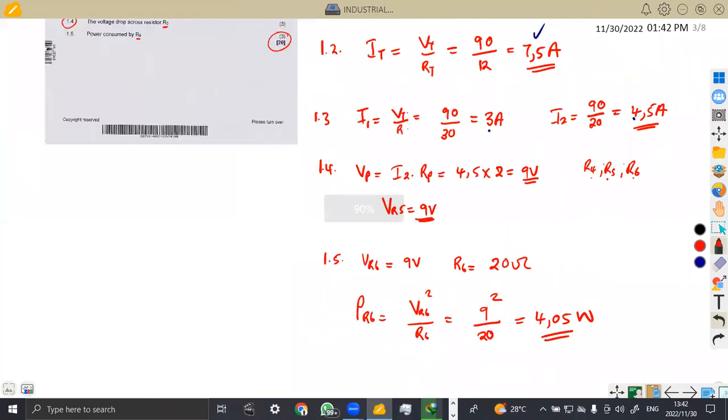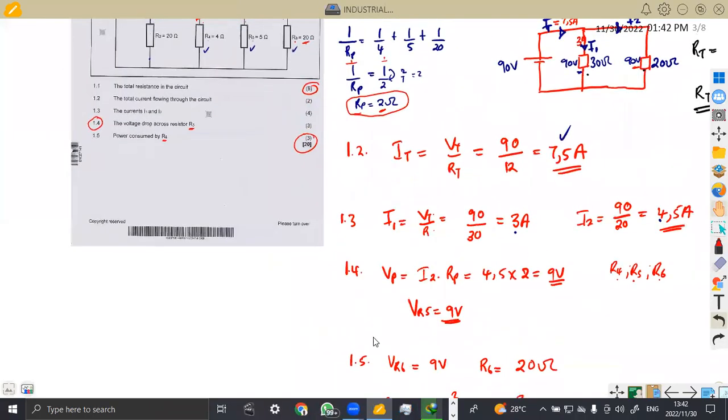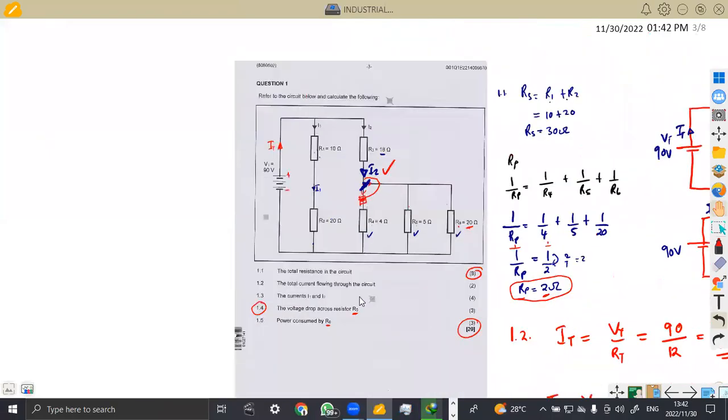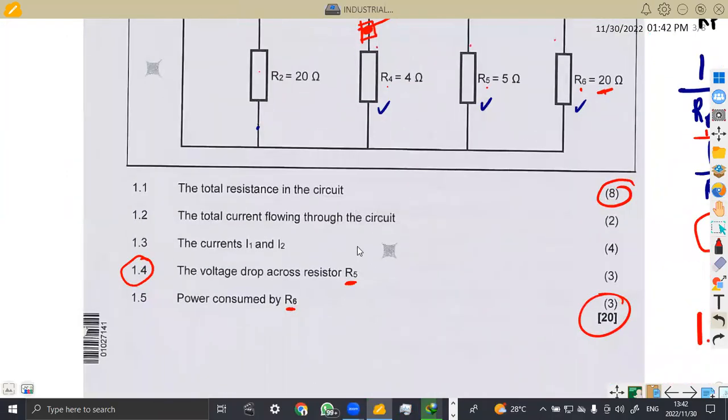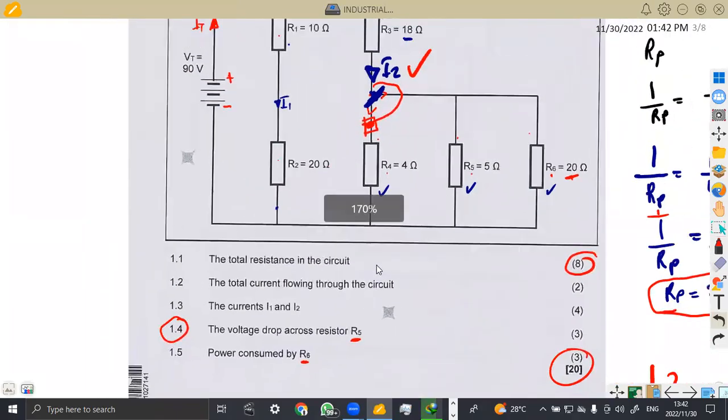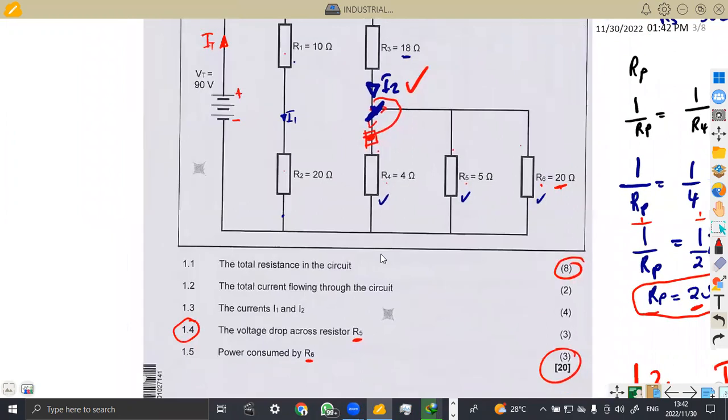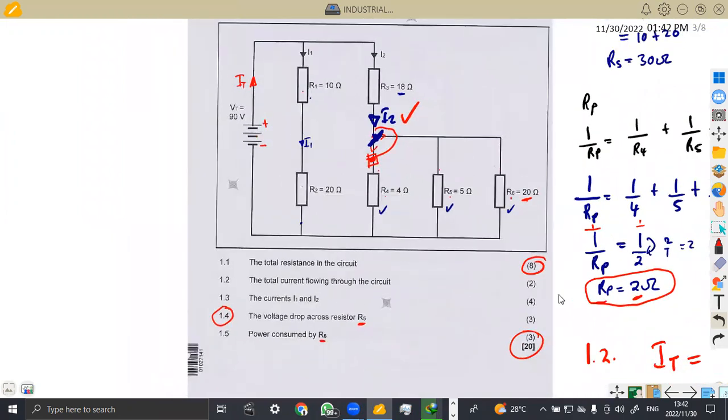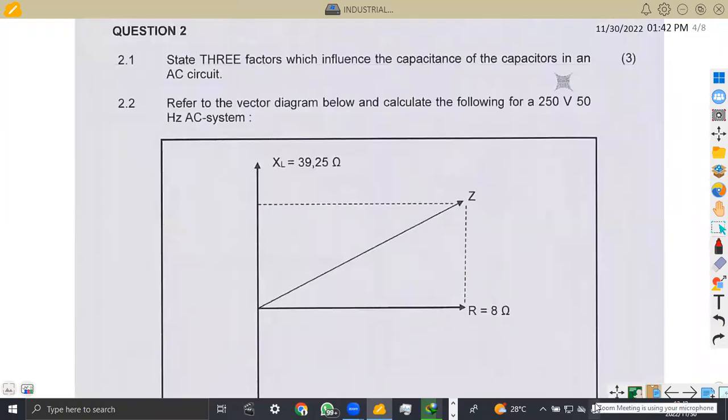On question number 1, it was just a normal consideration that we had. As we can see, guys, this was a normal consideration. All that we have to do is work with more questions, more revisions, so that we can understand how these questions are being given, or how they ask these questions actually. Anyways, let's check the other part, which was question 2. In the first part, we are asked to state 3 factors which influence the capacitance of a capacitor in an AC circuit. What are the factors which influence the capacitance?